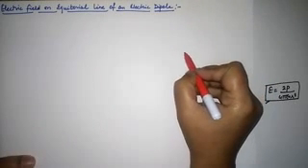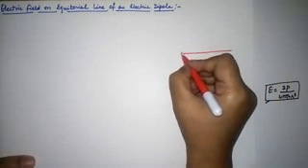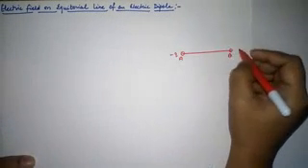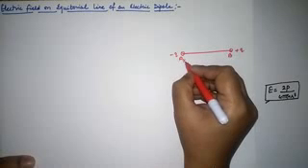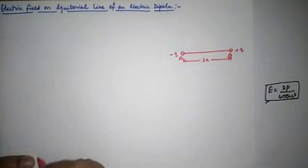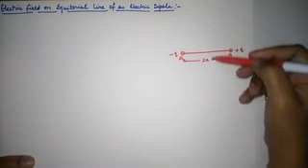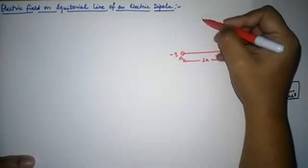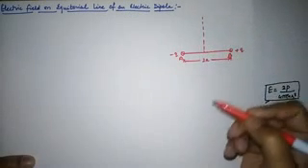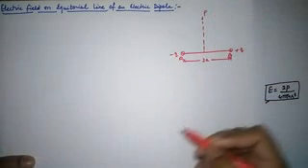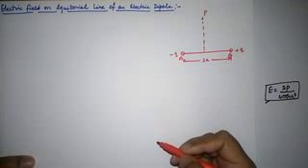Again we consider one dipole AB having charges minus q and plus q. Again the dipole length is taken as 2a. Now we take any point on the equatorial line of the dipole. What is the equatorial line? The line which is along the perpendicular bisector of this dipole. So let's draw this perpendicular bisector. So here is the point P. Suppose this P is the point at which we have to find the electric field.